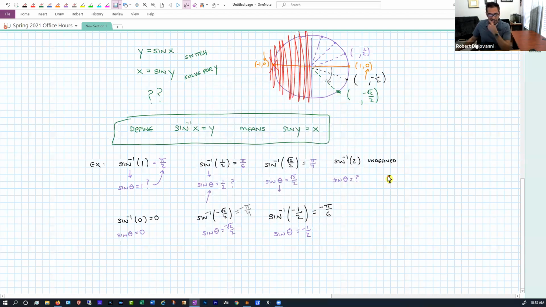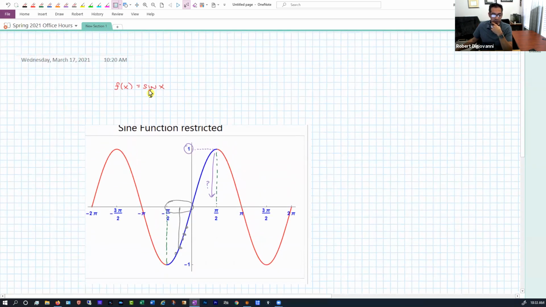All right. So this idea of having an inverse for the sine function requires that we restrict the domain, and we all decided that we would restrict it between negative pi over 2 and pi over 2 for consistency of answers.